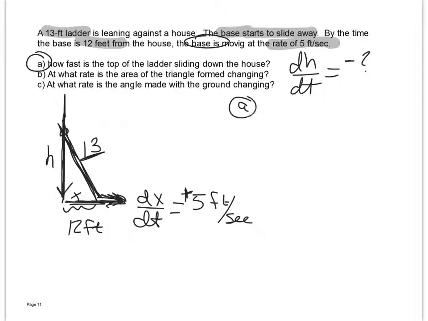Now, the first question asks how fast is the top of the ladder sliding down the house? So part A, how fast is the top of the ladder sliding down the house? So that's asking what dh/dt is. Since we've got a right triangle, I'm hoping you're thinking already Pythagorean theorem. So h squared plus x squared is 13 squared. Now the 13, you don't need a variable for because the ladder doesn't magically change values in the middle of sliding. It's always going to be 13 feet.